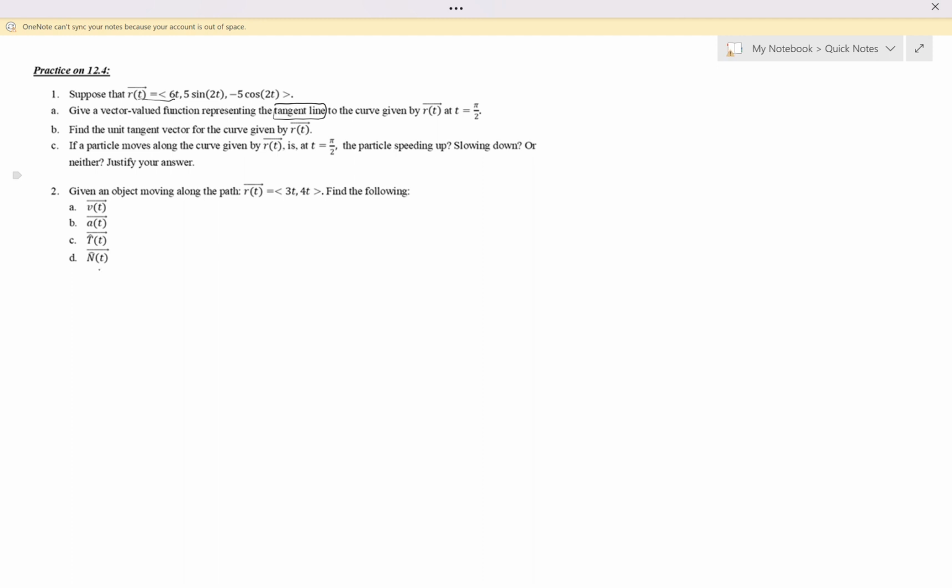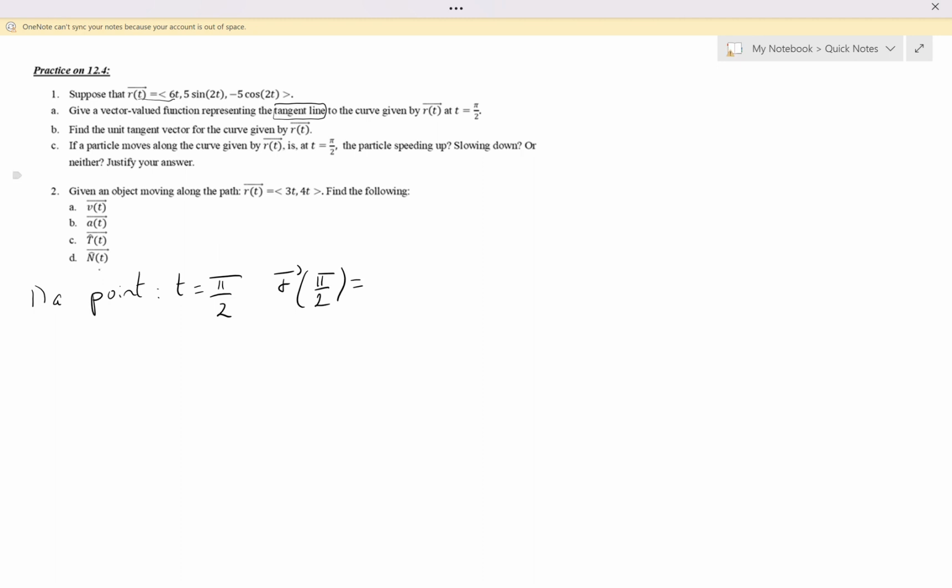So to find the coordinates of the point at pi over 2, it suffices to use the vector valued function that represents the curve, because it gives you any point at any time t. So the first thing I'm going to do is find a point by setting t equals pi over 2 and plugging into the vector valued function. So find r of pi over 2.